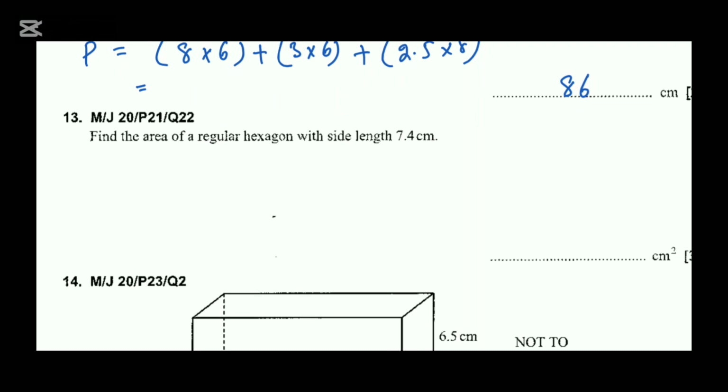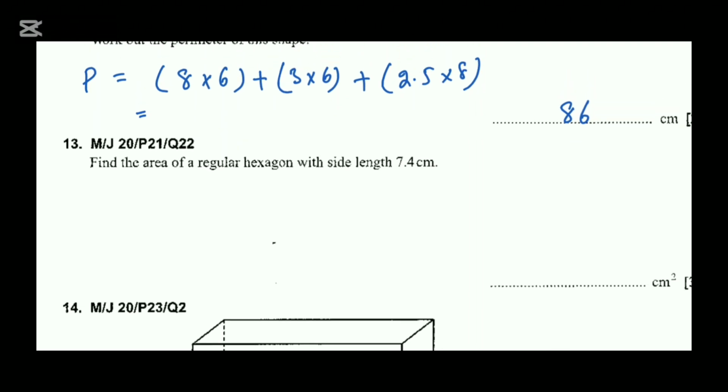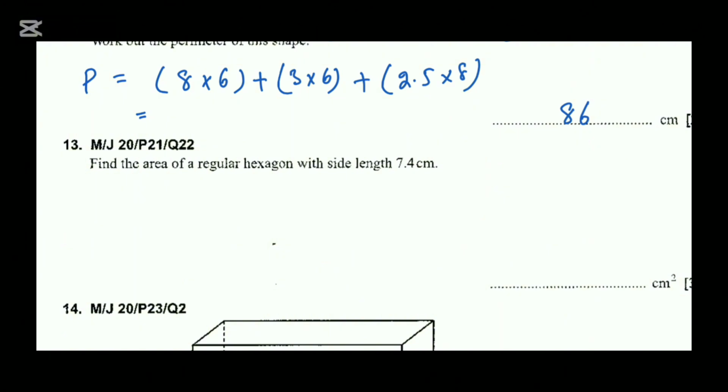Next question: find the area of a regular hexagon with side length 7.4. Regular hexagon. First of all, draw a hexagon.